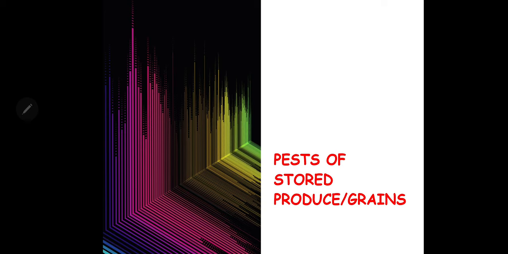There are about 500 species of insects that have been associated with stored grain products. Nearly 100 species of insect pests of stored products cause economic losses. So let's see in detail the classification of stored grain pests.